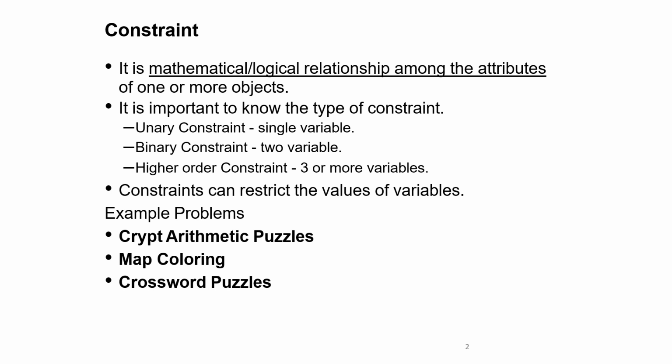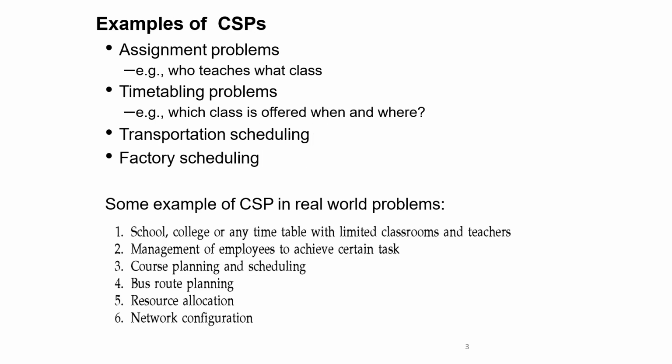And then we can apply these constraints to three real-time problems. The first one, crypt arithmetic puzzles, then map coloring, and then crossword puzzles. So these are the three important problems based upon constraints. And then the examples of CSP. Here we have an assignment problem, for who teaches what class. So these are the three kinds of examples of the CSP problem.